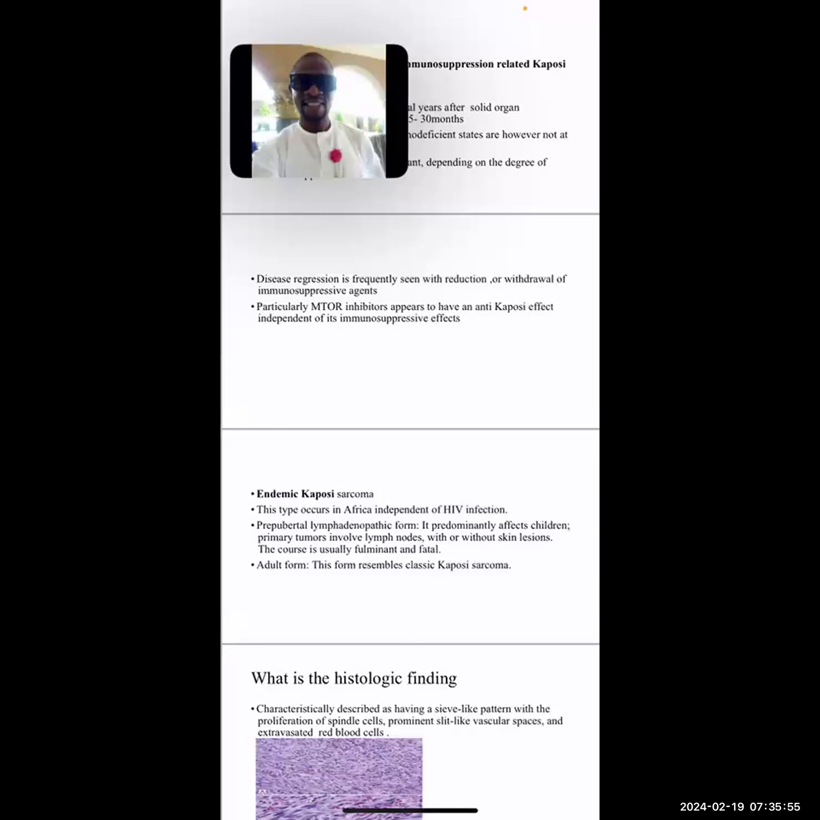While the adult form tends to resemble the classical one, which I said runs an indolent course and tends to affect the lower extremities compared to the other systems.